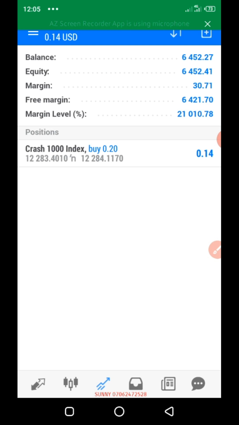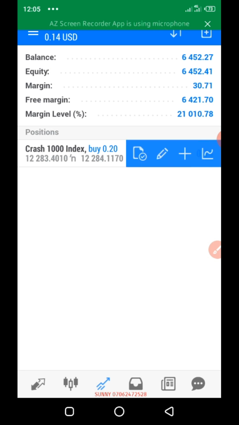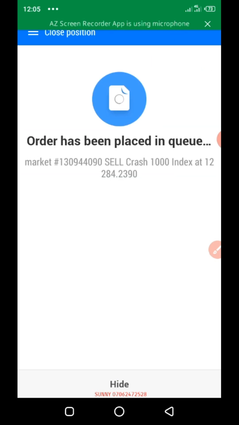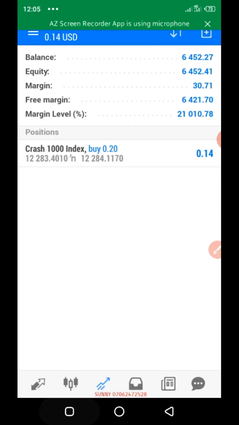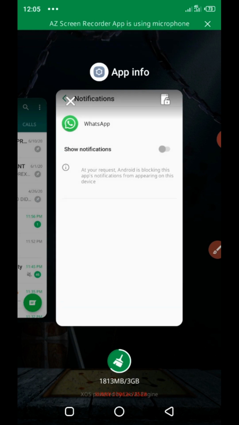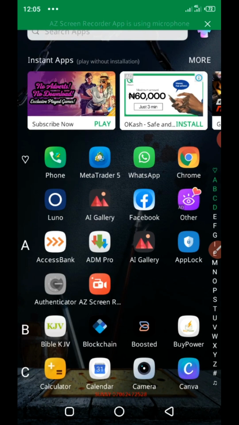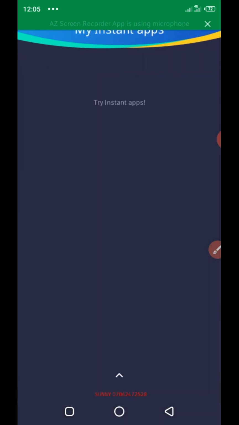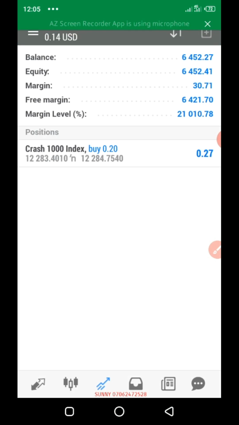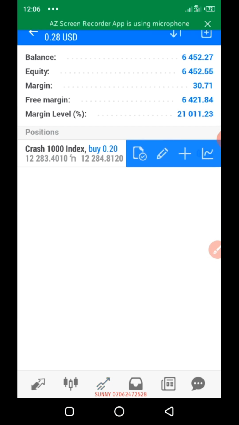My network is kind of disturbing, but it will close. Let me try and close again. Oh, let me just restart this MT5. MT5 again. Where did I click? Okay, I'm here. Oh, it's still buying, but I'm not supposed to buy up to this point. Okay, I'm going to close it now.